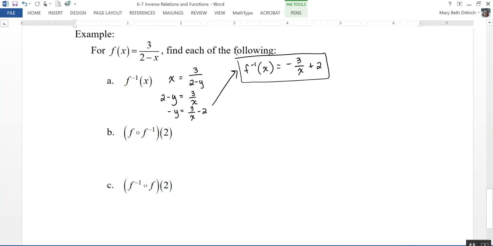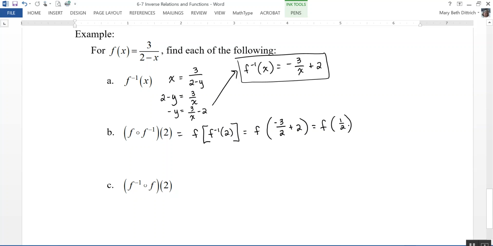Okay. Now I need to find f of the inverse of f of 2. So to do that, I'm going to rewrite it a little bit here so it makes a little more sense to me. So I need to find f of the inverse of f of 2. So I'm going to take 2 and put it into the inverse function here. So I'm going to need f of negative 3 over 2, putting in 2 there, plus 2. Simplifying that, negative 3 over 2 plus 2 is a positive 1/2.